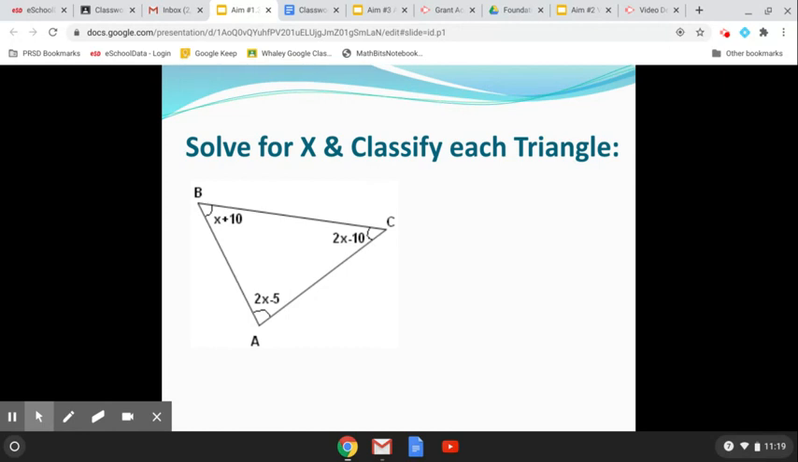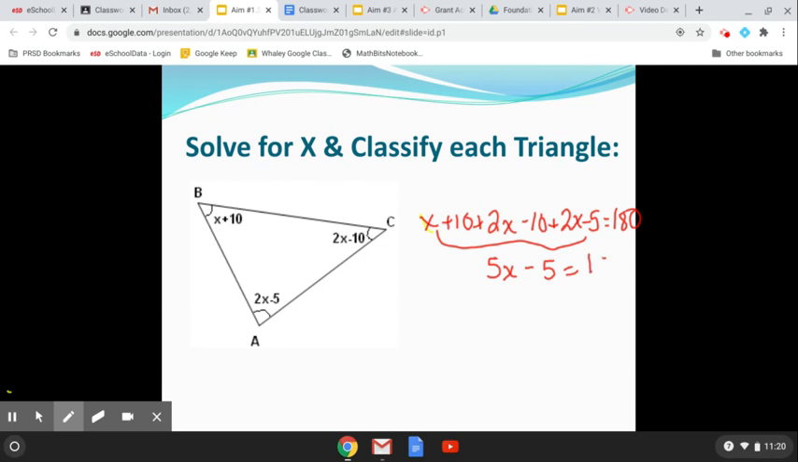Okay, here we have a picture of a triangle, and it says solve for x and classify each triangle. Well, I might have an idea of what I think that triangle looks like, but until I find out what the measures of these angles are, I'm going to have no way of knowing what this triangle is. But I do know that the sum of the angles of a triangle must add up to be 180 degrees. So I'm going to set up that equation. Okay, and just like we did the other one, we'll simplify the left-hand side. 2x and 2x and x is 5x. Positive 10, negative 10, and negative 5 gives me negative 5 here. And then we go and solve that equation.